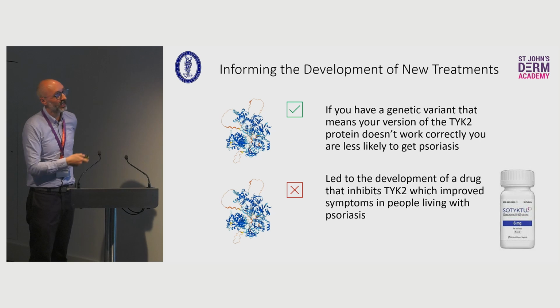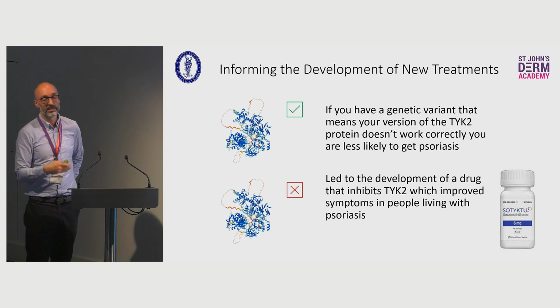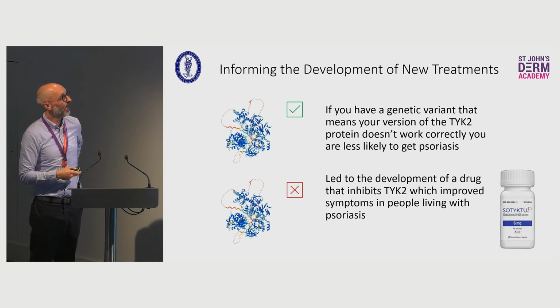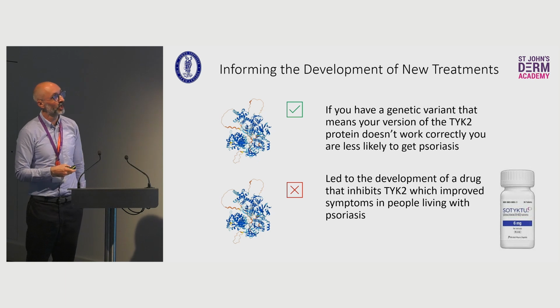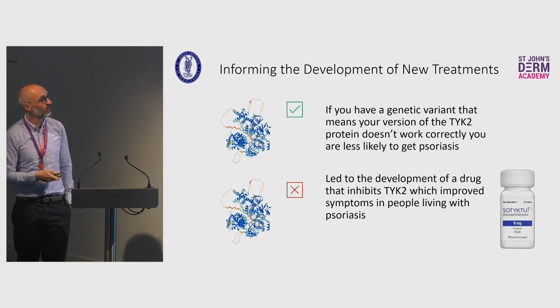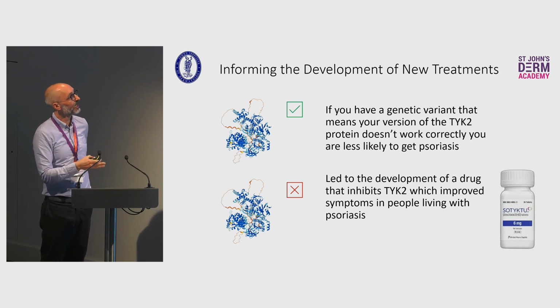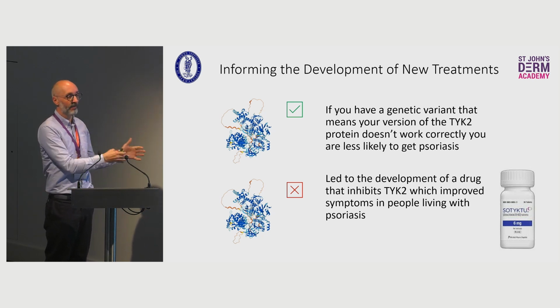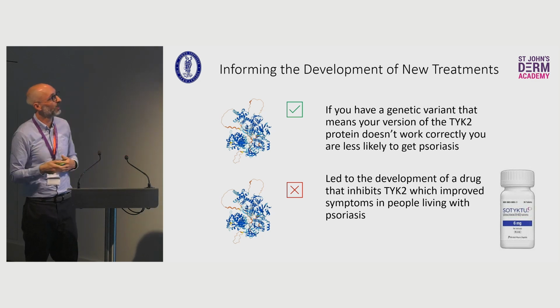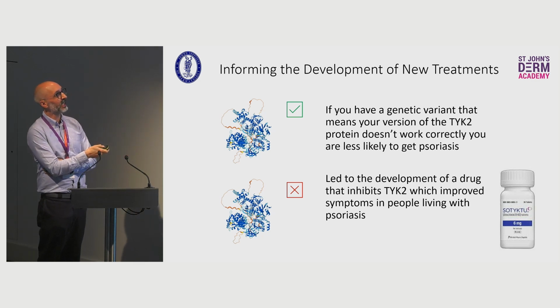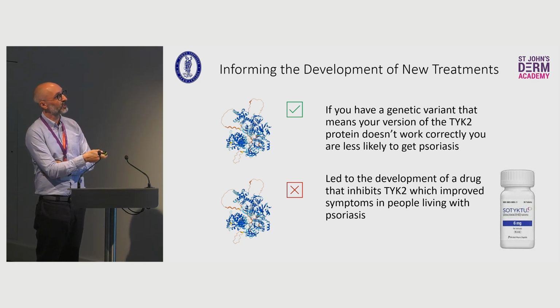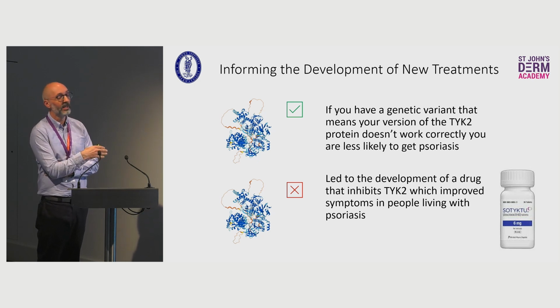So this is an example of how a genetic discovery that was made here at Guy's around about 10 years ago has led to the development of a new drug. So what we identified in a genetic study of psoriasis, comparing individuals who have psoriasis to individuals who don't, was a genetic variant that means your version of TYK2 protein, which is this protein here, if it doesn't work correctly, you're much less likely to get psoriasis.